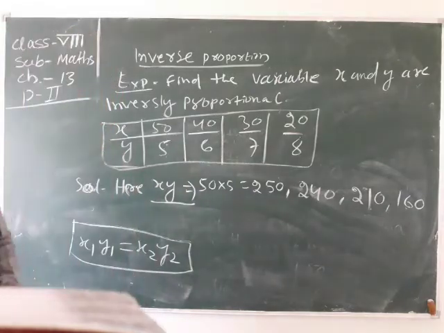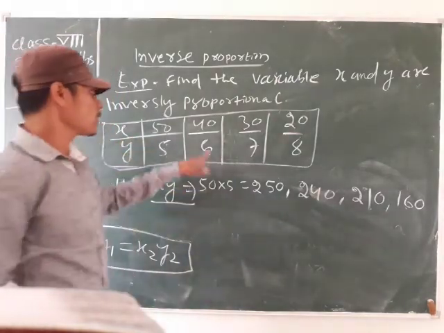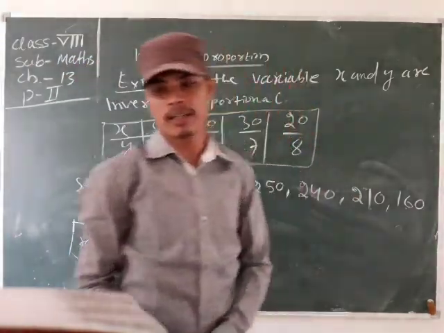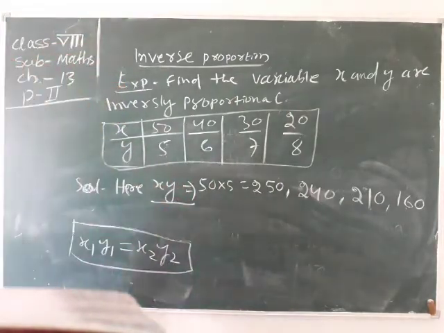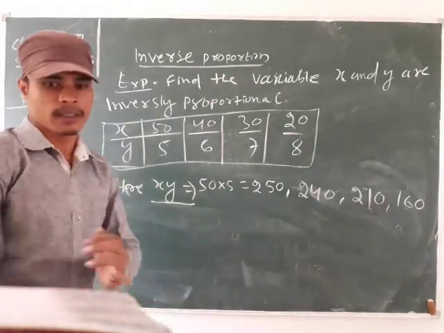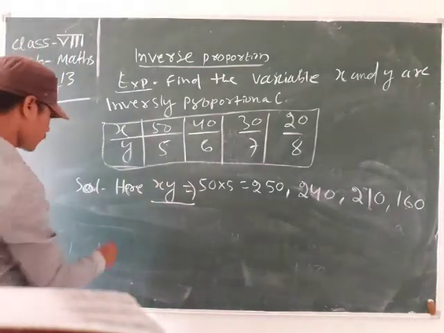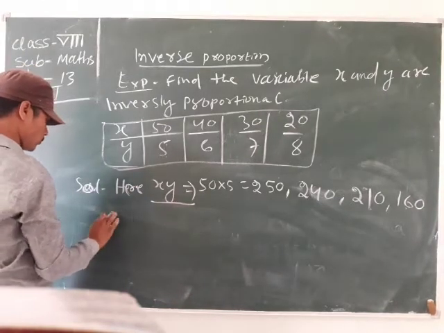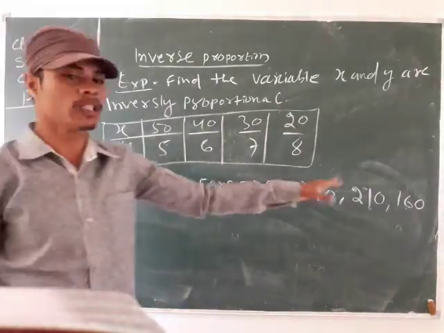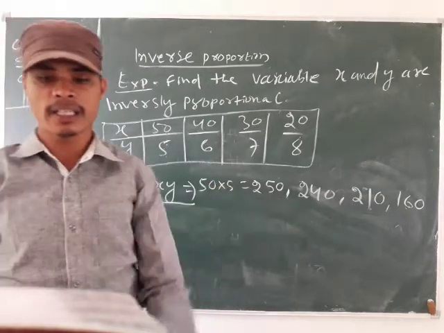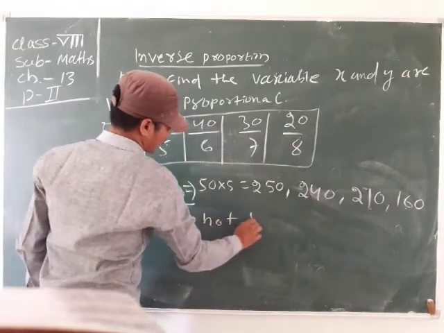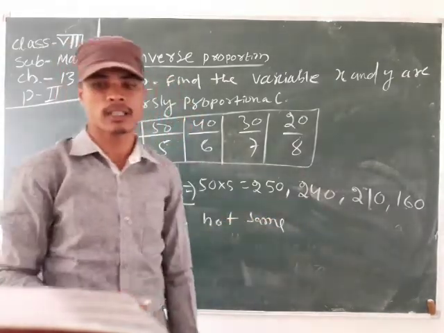Then xy is not the same in each column. Here xy is 250, here 240, here 210, here 160. In each column, is xy the same or not? No. So xy is not the same in each column.